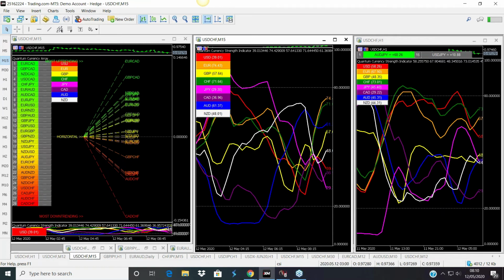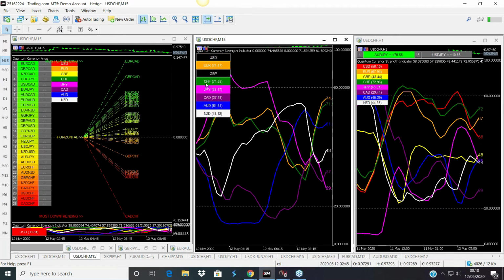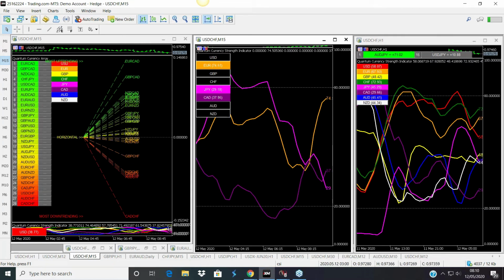But what you can do with this indicator, you can actually turn things off. So let's keep the euro up for a second, let's keep the yen up, let's take that one off. Right, there we are, a little bit clearer here.